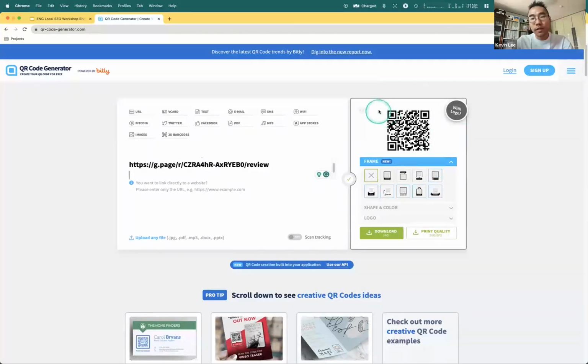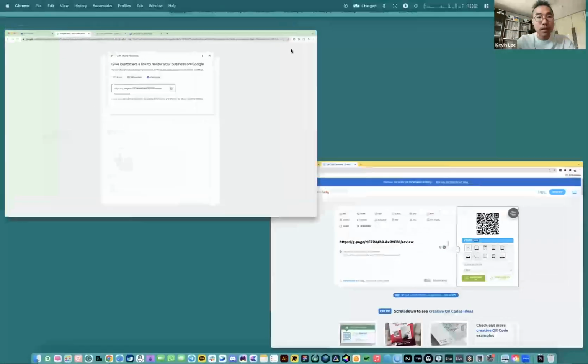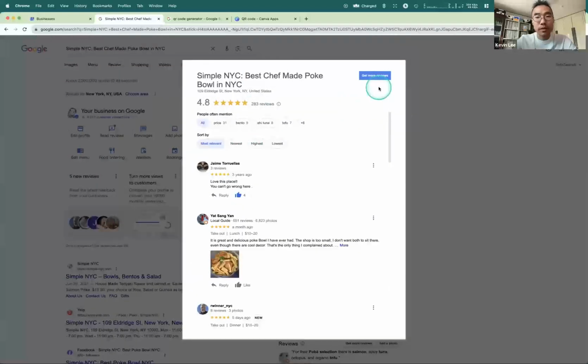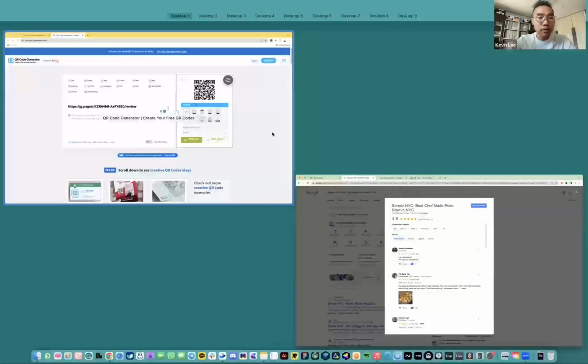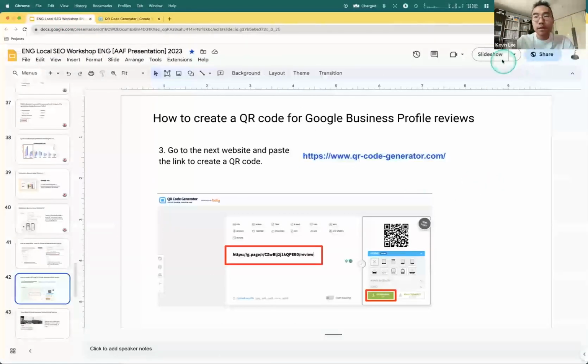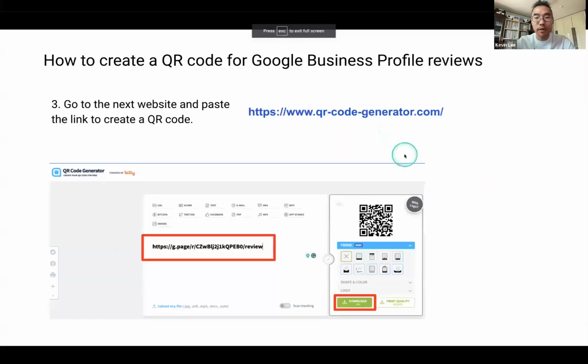If you guys get your camera out and test this QR code, you'll be able to go straight to leaving a review for Simple NYC, best chef-made poke bowl in New York City. I recommend Simple. They're in Chinatown. They're great. Betty is a great business owner who has been running this poke bowl place for a while. But anyway, you guys kind of get the idea, right? Oh my God, we're running out of time. I feel rushed.